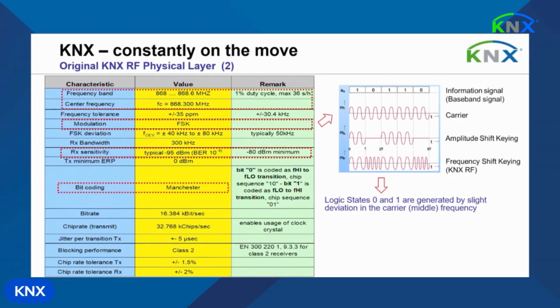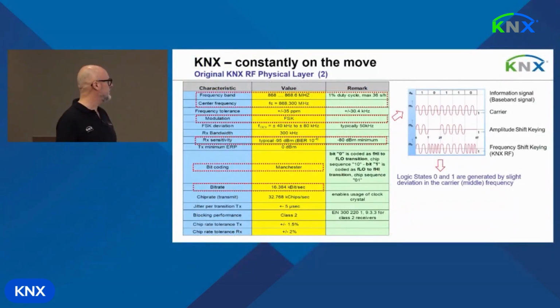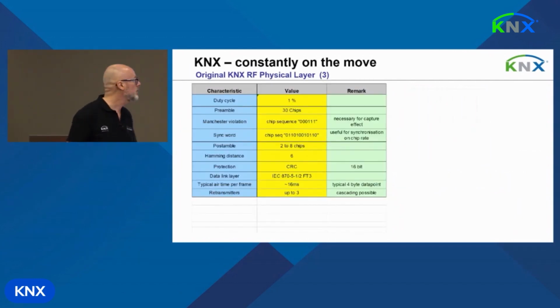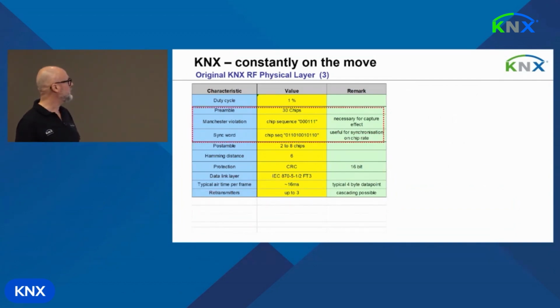Also very specific is the bit coding. The bit coding is Manchester coded. This is explained here: a bit 0 is coded as a frequency high to frequency low transition, and of course the bit 1 is the reverse. The bit rate is 16.384 kilobits per second, and here you have the rest of the table with a number of other features.